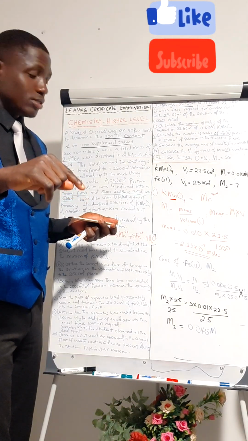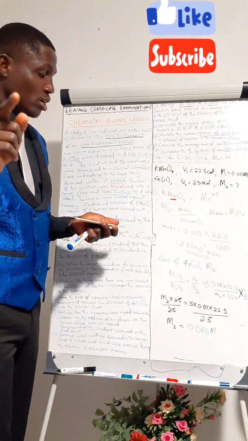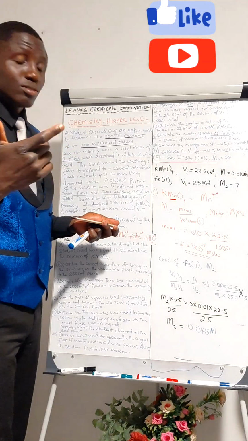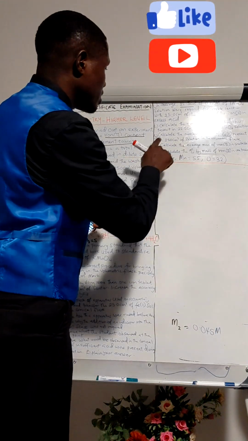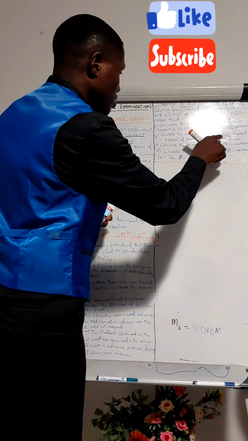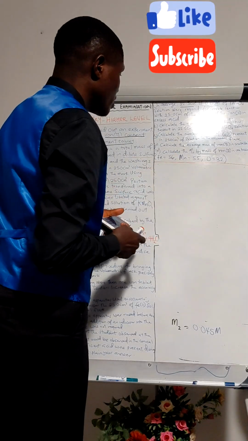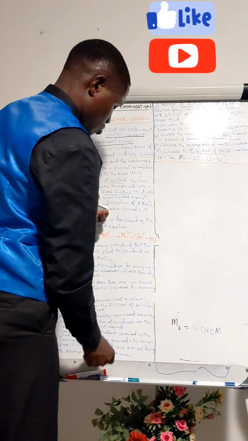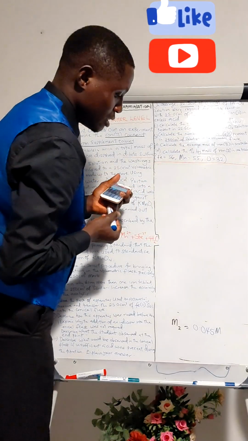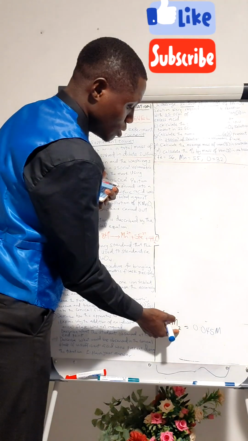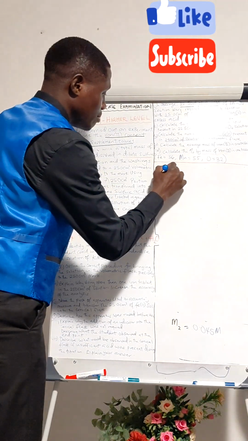We need the molarity of iron to get the number of moles. So I have gotten the molarity for the iron 2 solution. Don't forget, the question says calculate the number of moles of iron 2 present in 250 centimeter cube of solution. So we need to take note of that. We just get M2, which is the molarity of the iron solution, and we have to calculate the moles.